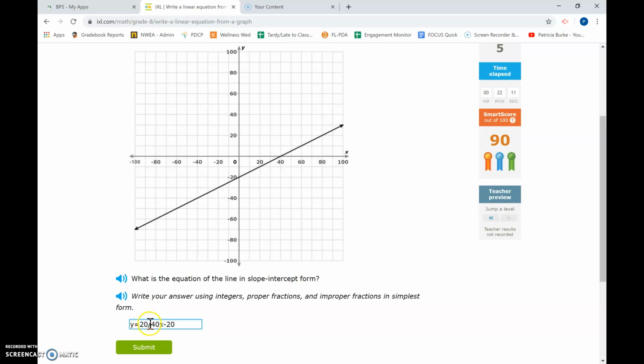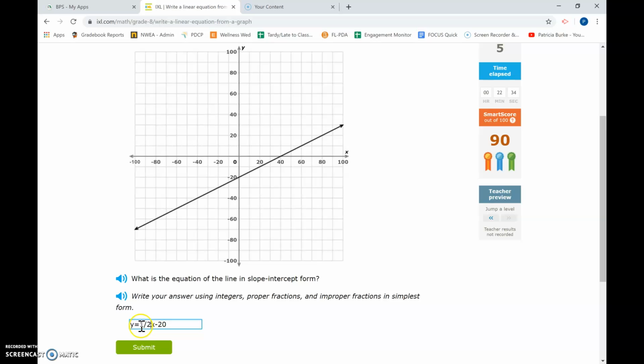Well, 20 over 40. Well, let's see. 20 and 40. You can put 20 into both 20 and 40, right? So 20 goes into 20 once, and 20 goes into 40 two times. So you have 1/2. And you can check that out.